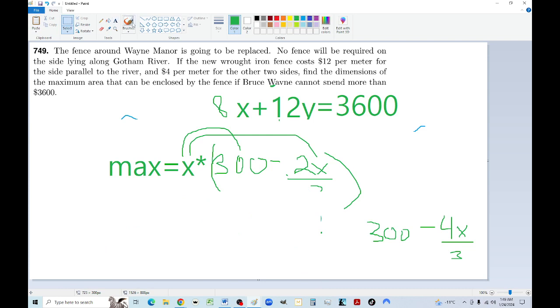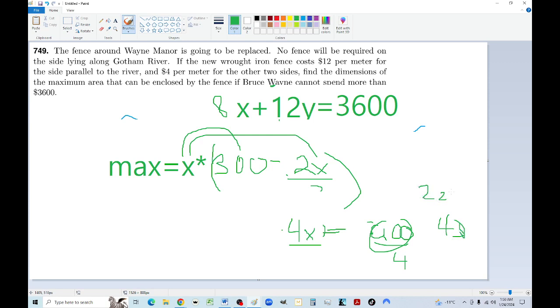You set it equal to 0. You put the 300 on this side. Or actually, let's just put the 4x over 3 on this side. Multiply both sides by 3. Divide both sides by 4. So that divided by 4 is 450, and then that divided by 4 is 225. You get x is equal to 225.